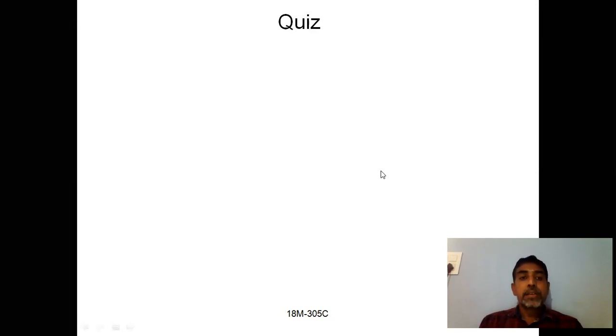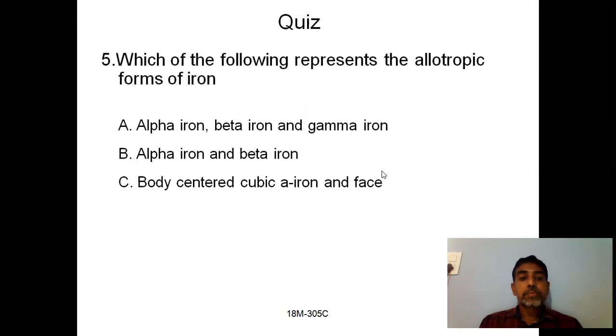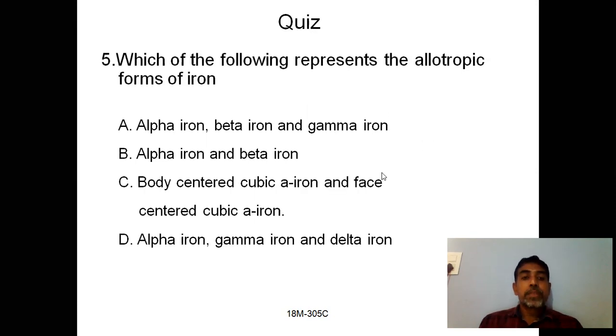And if you see the fifth one, which of the following represents allotropic forms of iron? What are the allotropic forms of iron? Alpha iron, gamma iron and delta iron. Okay, alpha, gamma and delta.